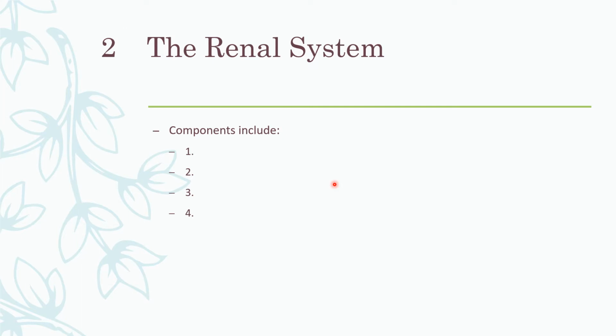So what are the components that we see within this system? We have two kidneys, which are going to extract waste from the blood, balance body fluids, and form urine. We have two ureters, which connect the kidney to the urinary bladder. We have a single urinary bladder, which serves as a storage location for our urine. And then lastly, we have a urethra, which connects the urinary bladder to the outside world.